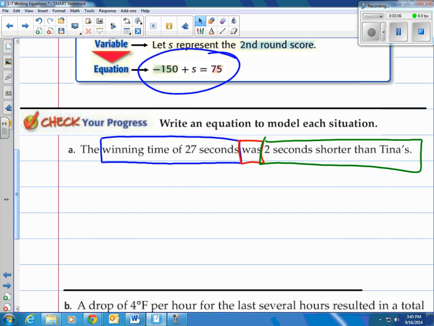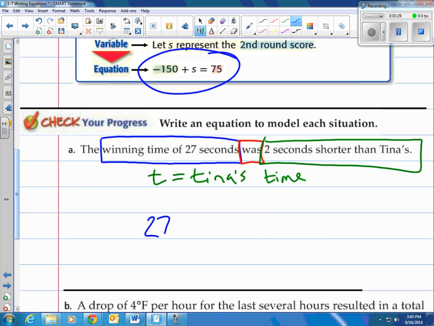If we translate this correctly, we're looking for, obviously we don't know what Tina's score is, so we're going to give Tina's time a variable. We'll call that Tina's time. And then we'll pull this together by saying, well, literally translate it, sentence structure for the math's algebraic expression structure. So our blue is 27 seconds. Our "was" is our equals.